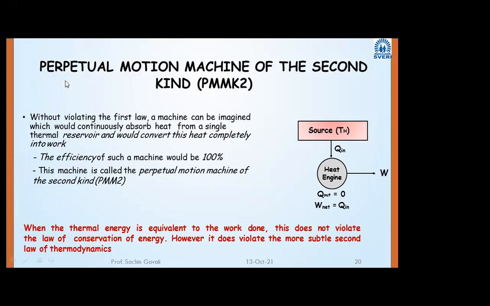Perpetual motion is one kind of ideal system, an ideal machine. This machine is converting heat completely into work, which is ideal, not actually possible. The efficiency of such a machine will be 100%. This machine is called a perpetual motion machine of the second kind.